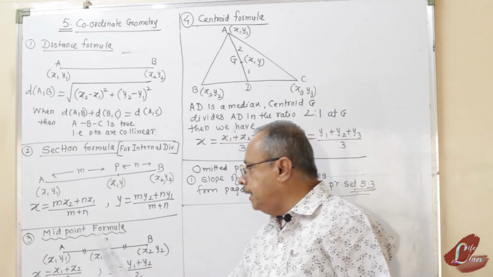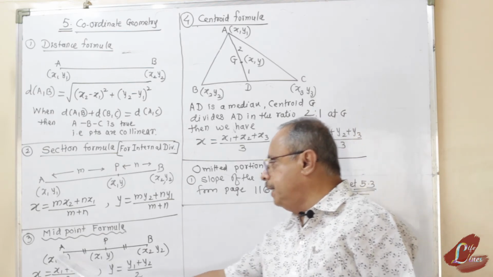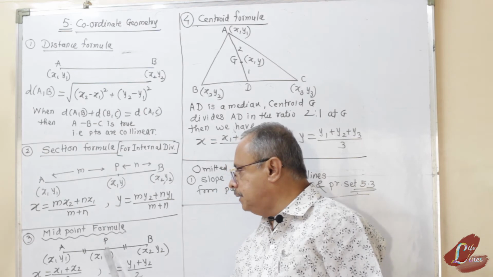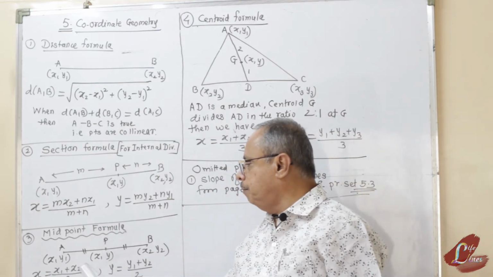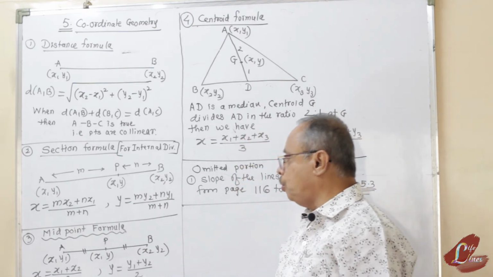Third formula, that is the midpoint formula, which is very simple. P divides AB in the midpoint. That means if P is the midpoint of AB, then x is equal to (x1 plus x2) upon 2, and y is equal to (y1 plus y2) upon 2.